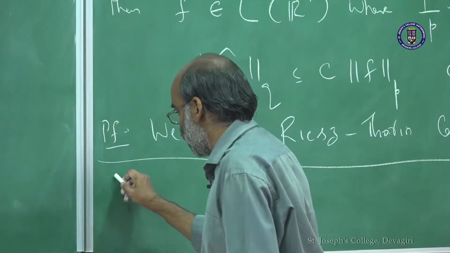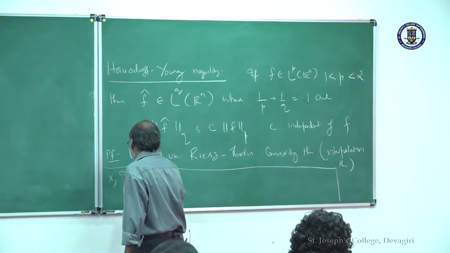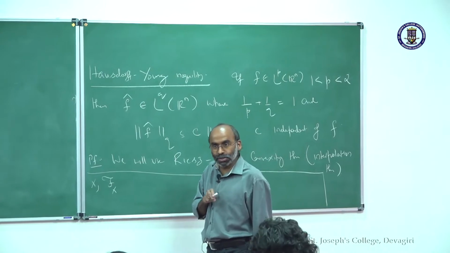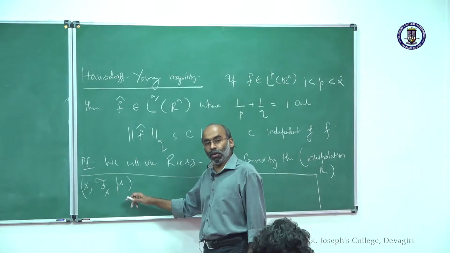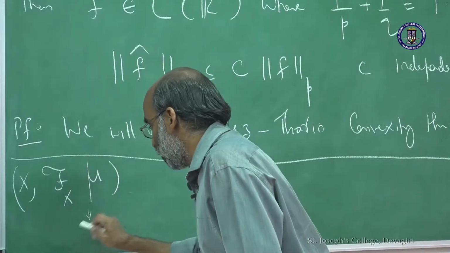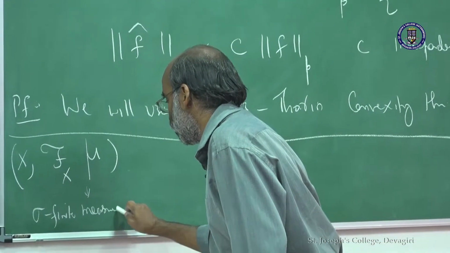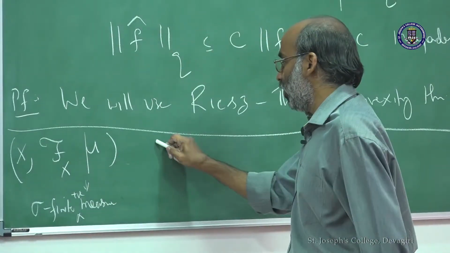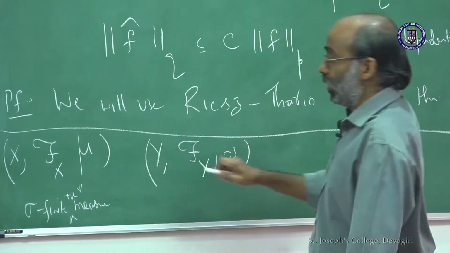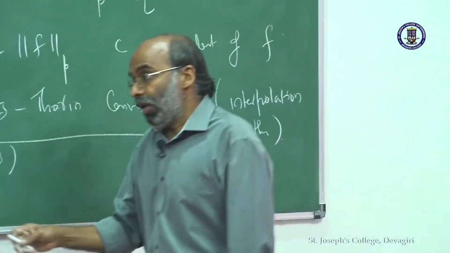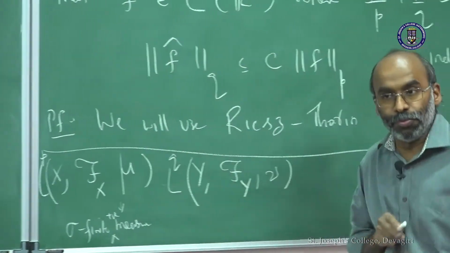Okay, so let's start with a space X, a sigma algebra of subsets of X, and a sigma finite positive measure mu. This is what you call a measure space, right. Similarly, we have another space Y, a sigma algebra on Y, and a sigma finite positive measure nu. Okay, we have two, and we have LP spaces, LP of mu and LQ of nu. Okay.